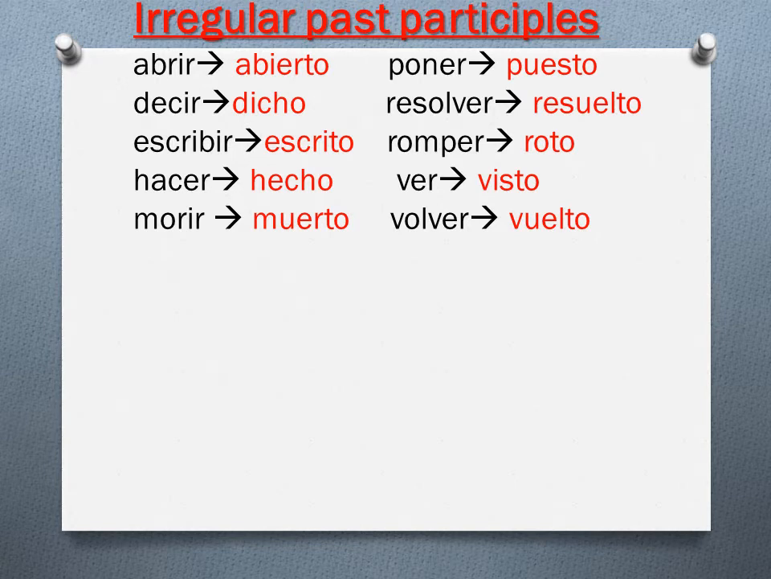John has put the book on the table. Juan ha puesto el libro en la mesa. We have resolved the problem. Hemos resuelto el problema. To break. I have broken the chair. He roto la silla. She has seen the book.